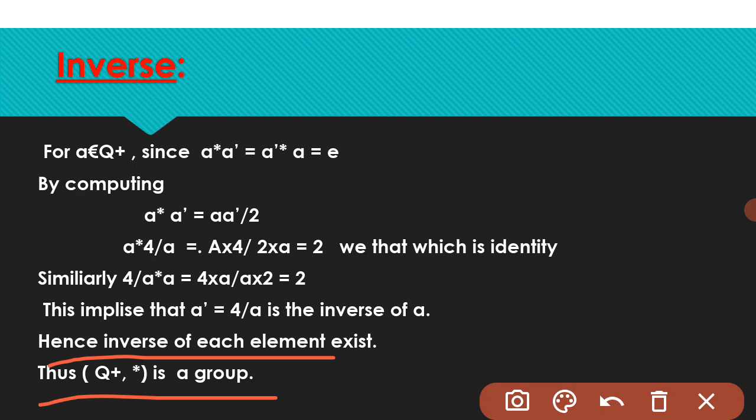In the next lecture we will discuss the order of the group and the order of an element, which is most important, the order of an element of the group.